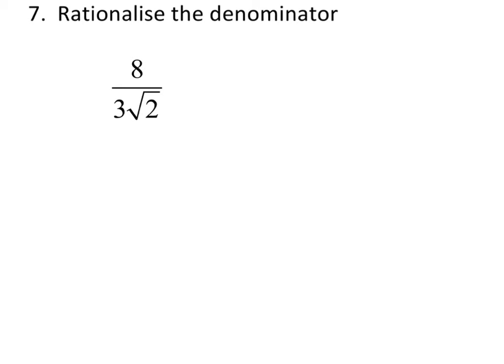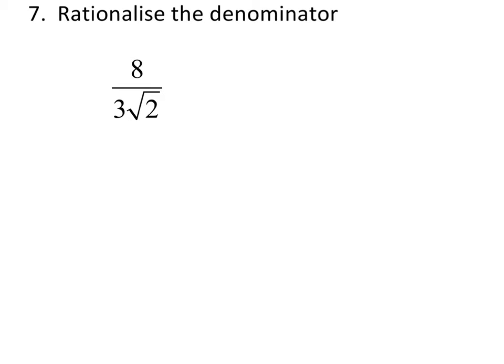Question number 7 in the non-calculator section. We're asked to rationalize the denominator. So the first thing we need to know is what that means. The denominator, first of all, is the bottom of the fraction. And then it says rationalize. That just means, in simple, plain English, get rid of the square root on the bottom.